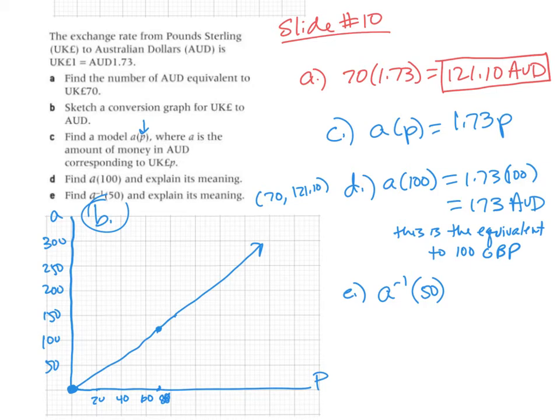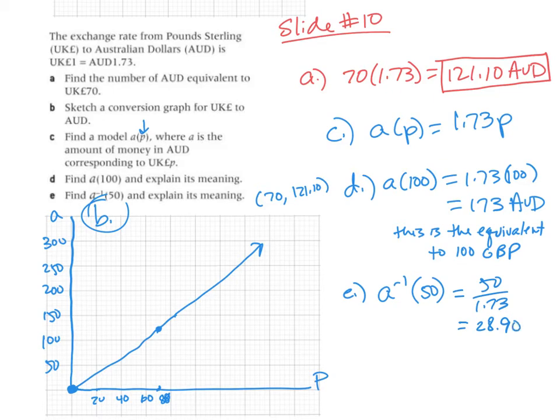Function A takes P and multiplies it by 1.73. So the inverse of multiplying by 1.73 would be dividing by 1.73. So A inverse of 50 would be to take 50 and divide it by 1.73 instead of multiplying. So that turns out to be 28.9, actually, that's 28.90.